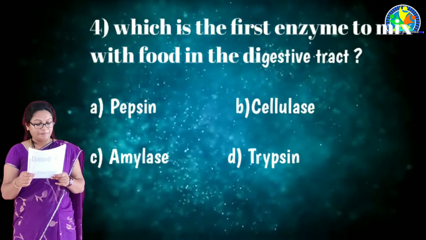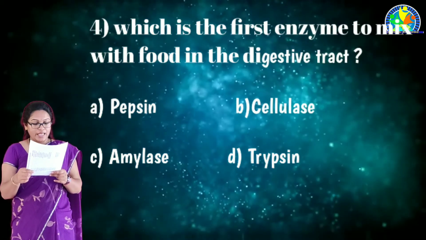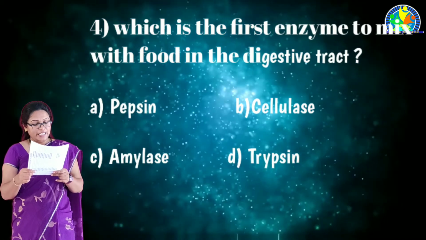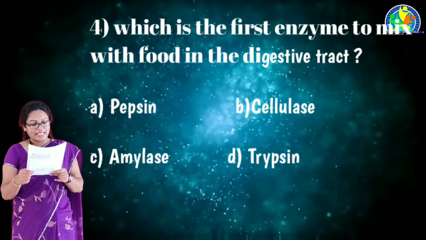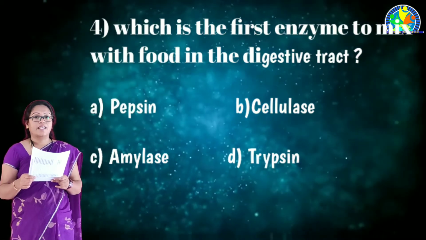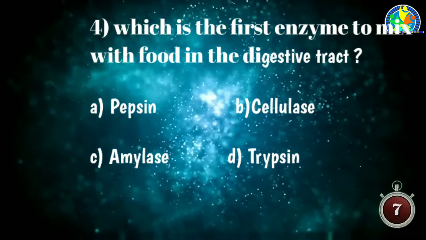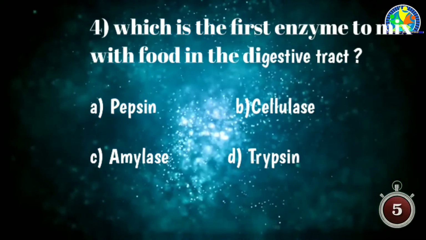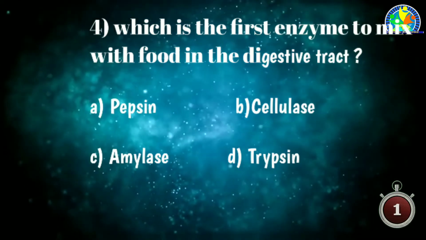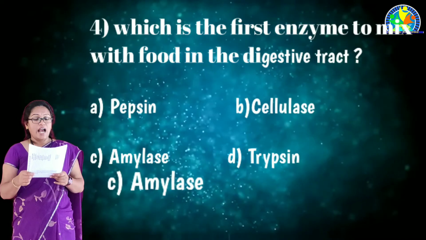Now the fourth question. Which is the first enzyme to mix with food in the digestive tract? Option A, pepsin. B, cellulase. C, amylase. D, trypsin. Which is the right answer? Yes, it is C, amylase.